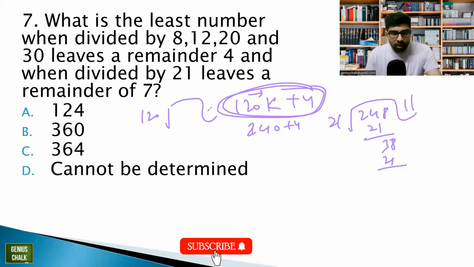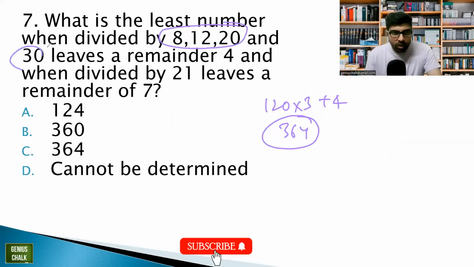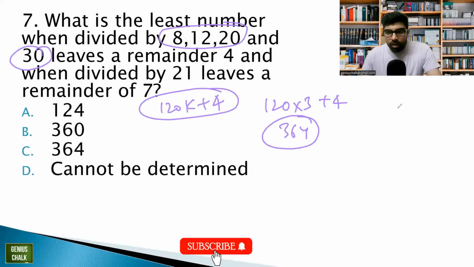120 was the divisor, this quotient is k, remainder was 4. So this number is not working. So I'm just multiplying it. If you put k equal to 3, 120 into 3 plus 4, how much? 364. This is the next number. So from here only I am making the equation. It is in the form of 120k plus 4. This was the divisor, this is quotient, this was remainder. So this number must be of this form. So just use this k value as 1, 2, 3.